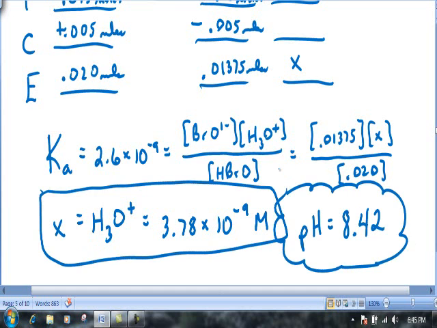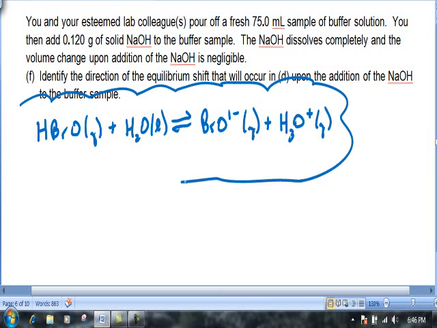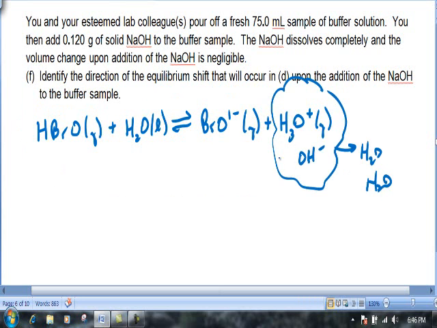The next part of the problem says we're going to add sodium hydroxide to our buffer system. The buffer system, again, is the equilibrium for the weak acid hypobromous acid plus water. When we add hydroxide ions, the hydroxide ions are going to react with the hydroniums to create water. That's going to cause the hydronium concentration to go down. In response to that, to replace the hydronium ions that have been taken away, the equilibrium will shift to the right in response to the sodium hydroxide addition.